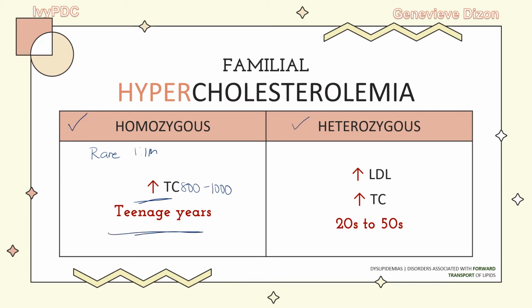The second type is the heterozygous FH, which is more frequent than the homozygous, with a 1:500 in the population. The cholesterol level is usually 300 to 600 milligrams per deciliter. Now, if this is not treated, it becomes symptomatic for heart disease in their 20s or up to their 50s.